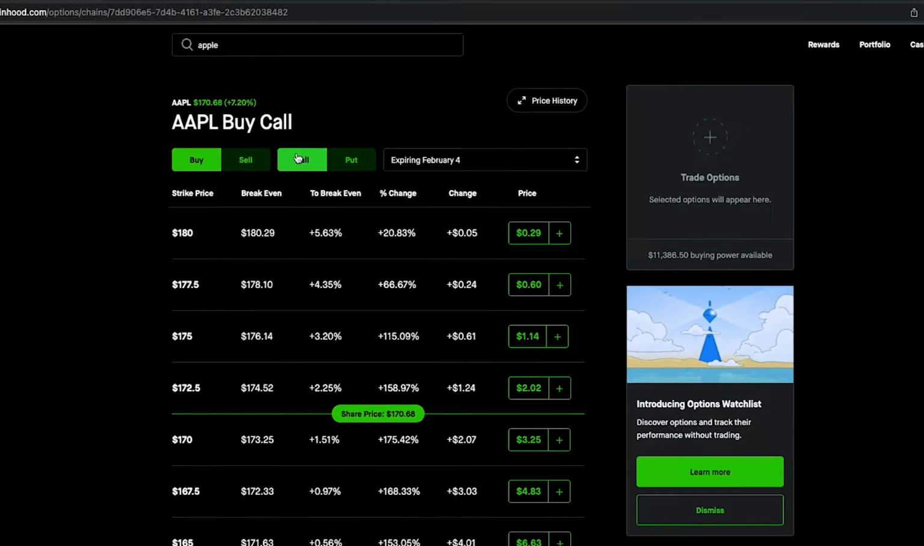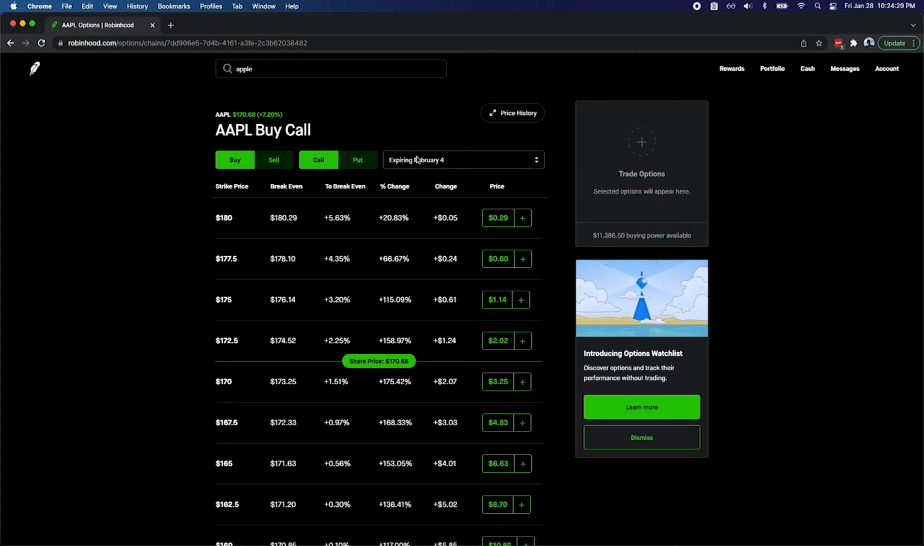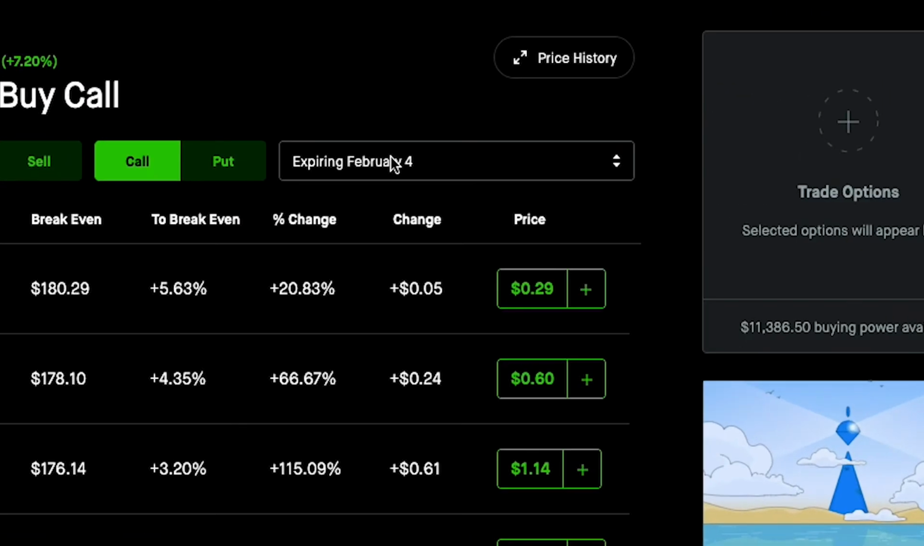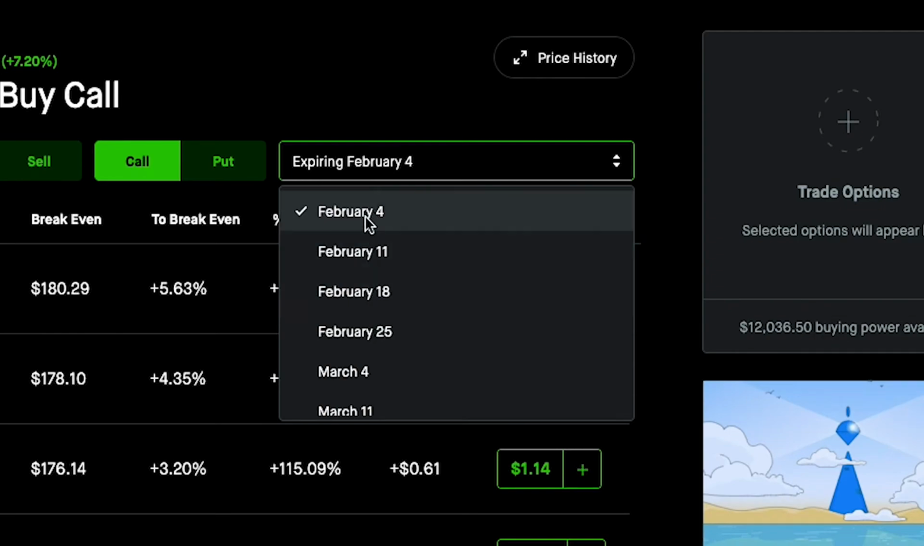Now, most stocks generally have options that are traded on a weekly basis, so they expire on Fridays. If you're starting off, make sure you buy an option that is at least 1 to 2 weeks out. This is important because option contracts lose a lot of value very rapidly as the expiration date approaches. So let's choose February 4th for Apple.